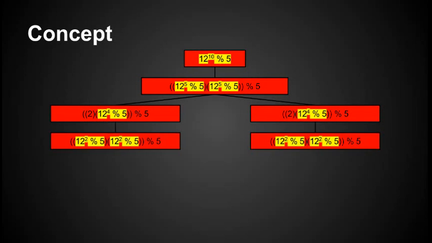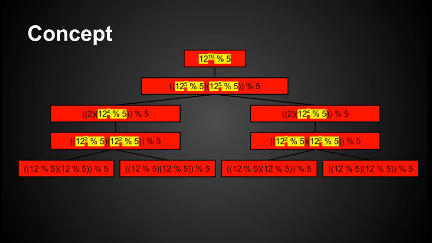Since the exponent is even, it's 4, we can break that into 2. And so here we've got 12 to the 2 mod 5. Those are still unsolvable, but they're still even, so we can break them in half again. And as you can see, when you break them in half again, every single one of them is solvable, because there's no more exponent.